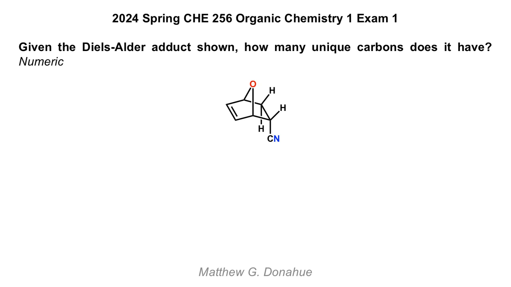Given the Lewis dot structure with all their adducts shown, how many unique carbon atoms does it have? So we found before that there's 7 carbon atoms. They're all unique because there is no symmetry to this molecule. So the answer is 7.